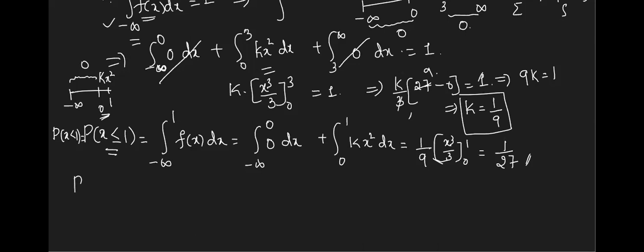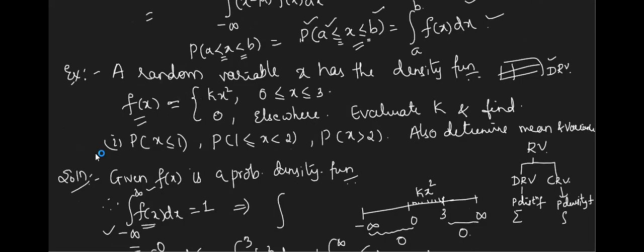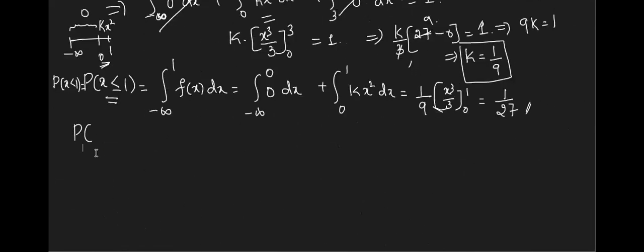Let me take the next probability. What is that? They've asked 1 less than x less than 2. Okay. So that means the function is f of x. What are the limits?